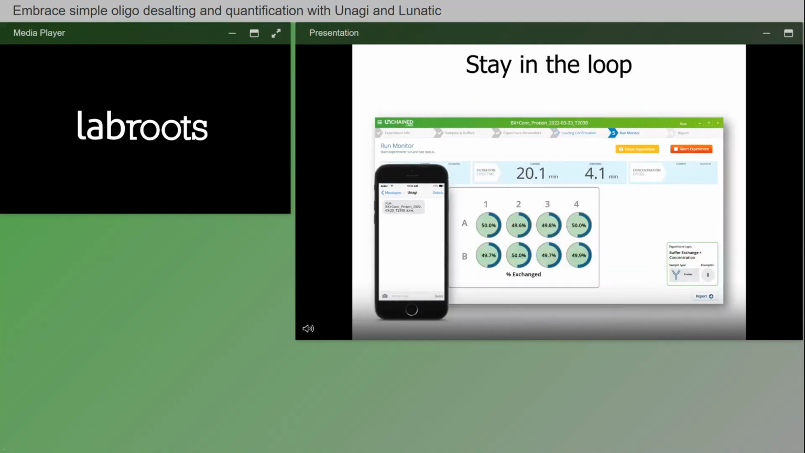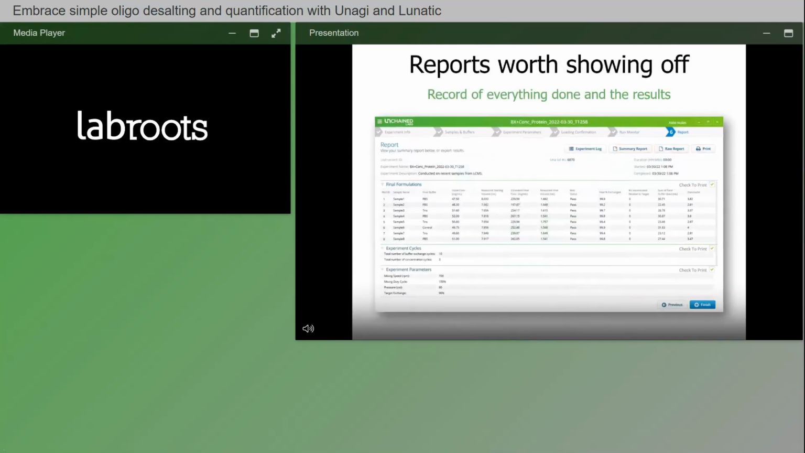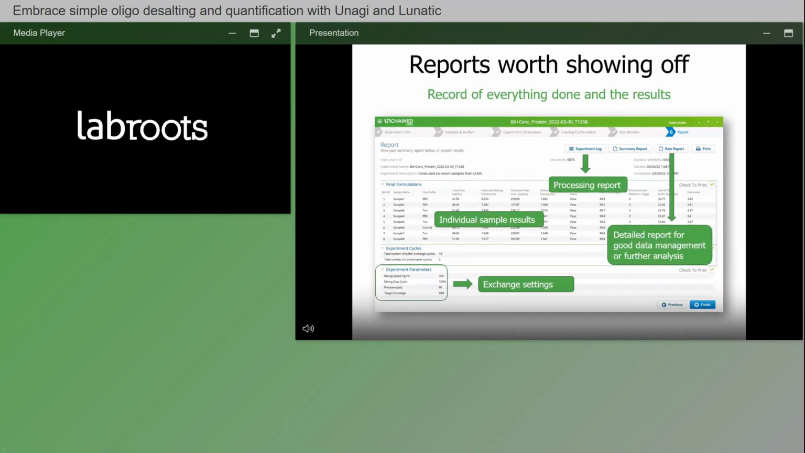And it helps you stay in the loop as this process runs, because you can see a status as it's progressing on the software, but you can also receive text message alerts for what Unagi is up to on your phone. Out of Unagi, we're also going to get a report of everything that's been done and the results for it. That's reported for individual samples. That's reported for the experimental parameters overall. And also, we can dig in and get the raw report of what's going on under the hood for everything that Unagi is up to.